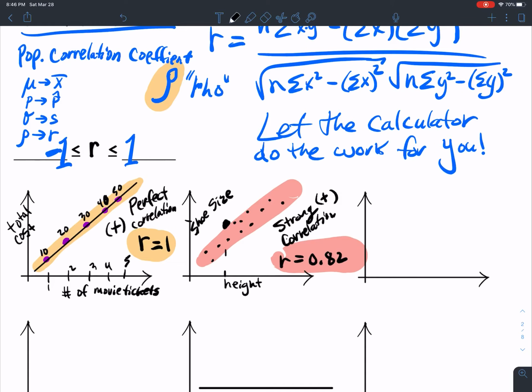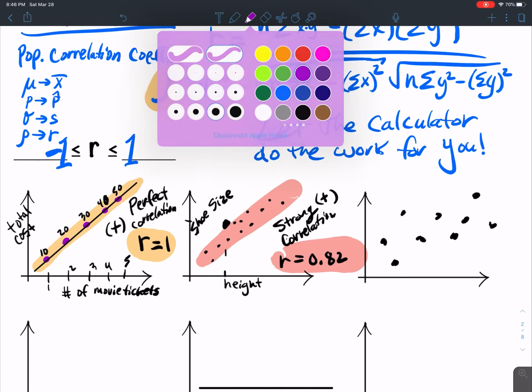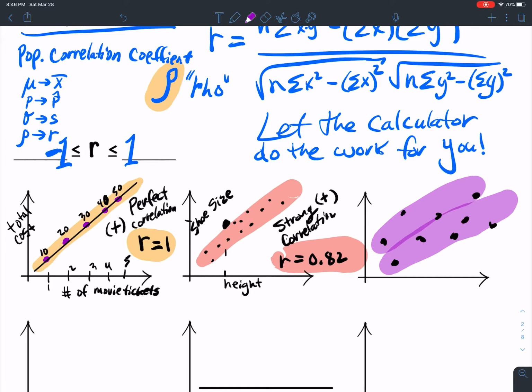Another example, you could have maybe something like this. It looks more spread out, but in general, it's heading on the uptrend. This is a weak positive correlation. A weak positive correlation might be an R of like 0.35. Okay, an R of 0.35.